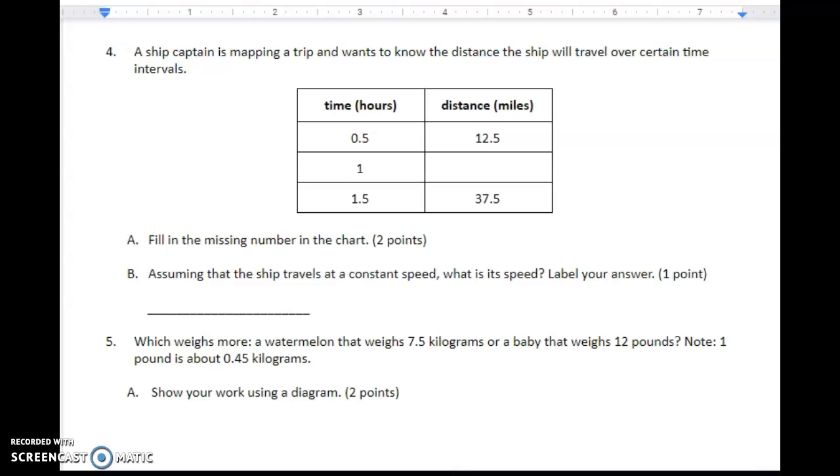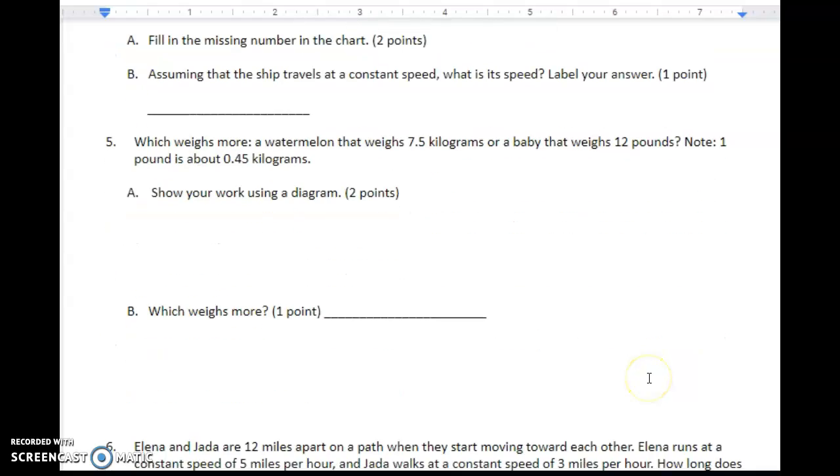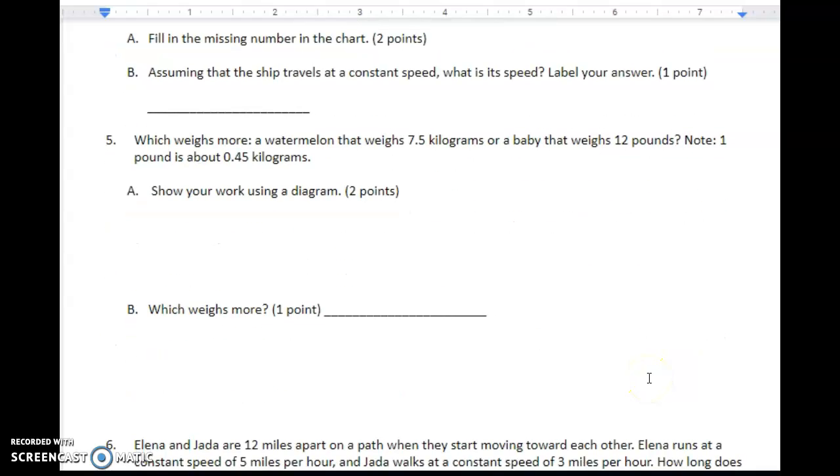Question 5. Which weighs more, a watermelon that weighs 7.5 kilograms or a baby that weighs 12 pounds? Note, 1 pound is about 0.45 kilograms. A. Show your work using a diagram. B. Which weighs more?